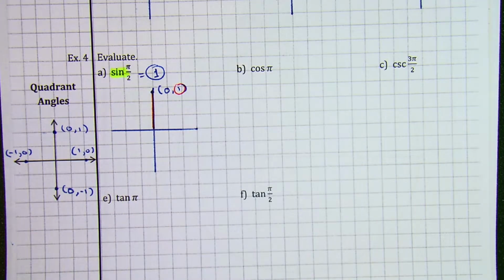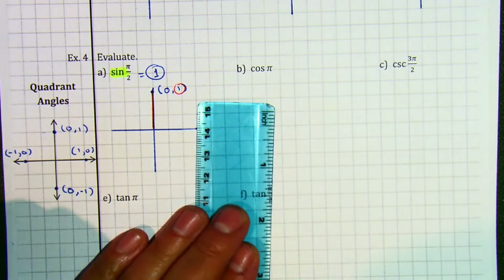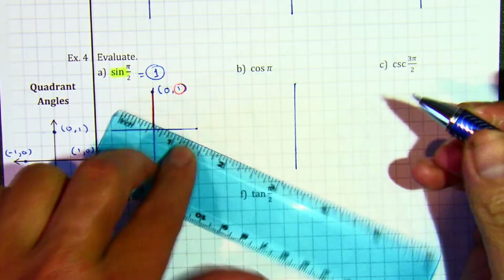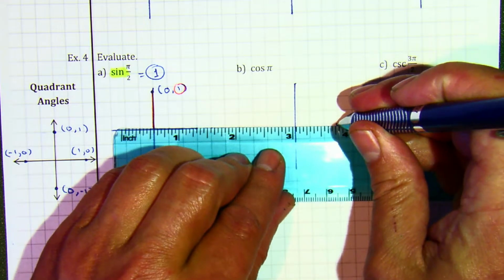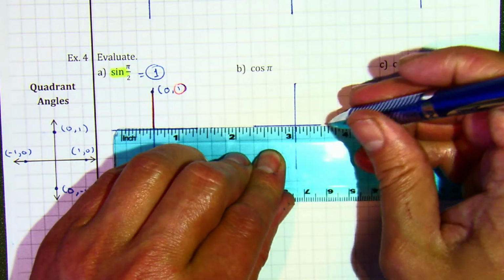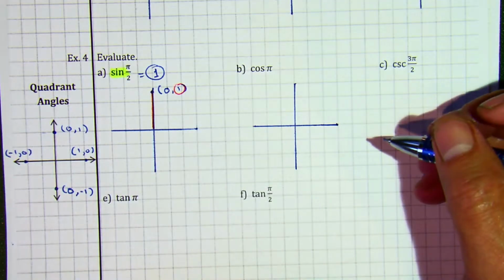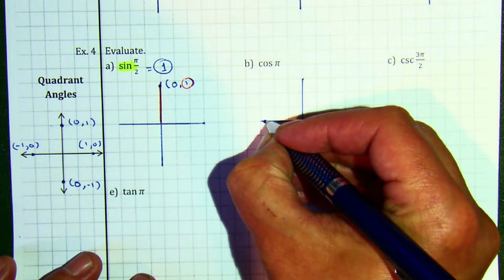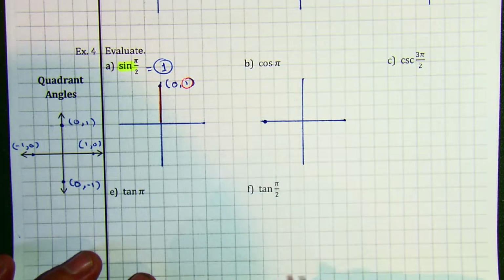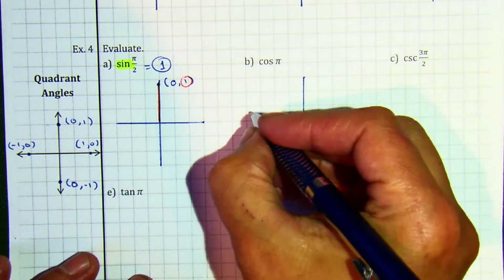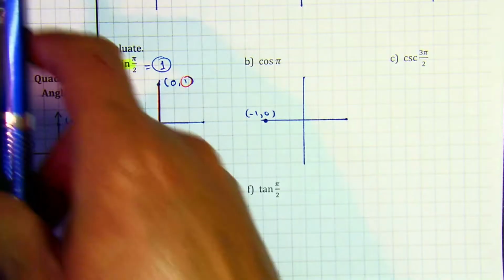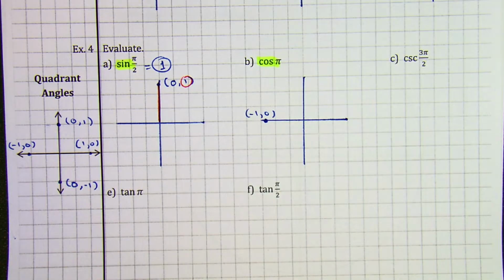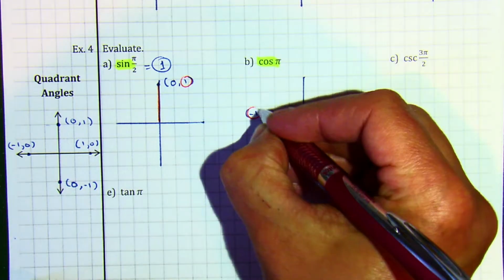Cosine of pi. Let me make my x and y axis. And yes, you do need to make your x and y axis on each of your problems. Cosine of pi. We know that pi is located over on this side. The location of that point is negative 1, 0. And I need to think, cosine, is that my x or my y? Cosine is your x, which is negative 1.